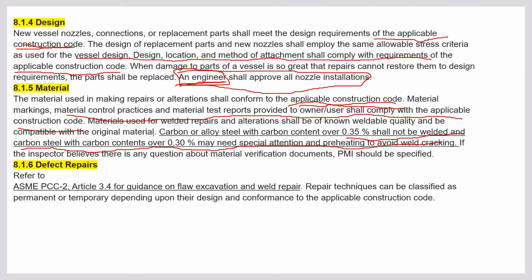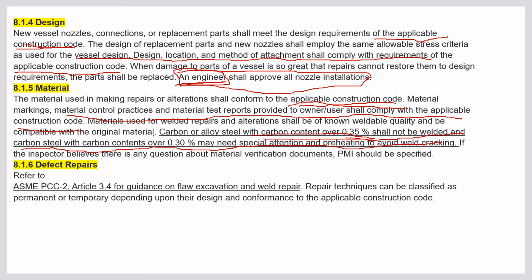So there is a carbon equivalent. Okay. Carbon equivalent and carbon content both are different. So here it is saying if the carbon and low alloy with carbon content more than 3.5%. If the carbon content is more than 3.35%, then it should not be welded. Okay. What should be the minimum carbon content? The construction code will certify.